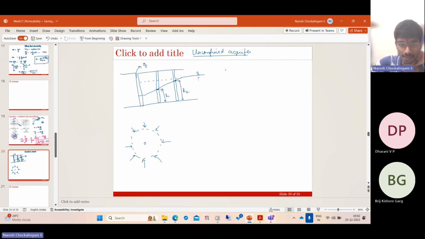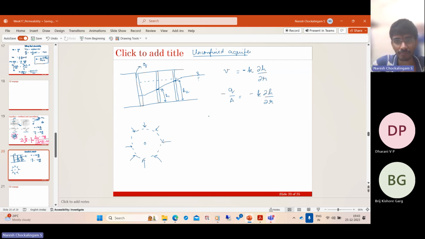Again, we have the usual Darcy's equation. So the velocity is equal to k into the hydraulic gradient, and in this case, the hydraulic gradient is partial h with respect to r. Now, as I said, we should be careful. There's a minus sign in the usual Darcy's equation, and this velocity is inward. So this is minus q by A. It is minus k partial h by partial r.